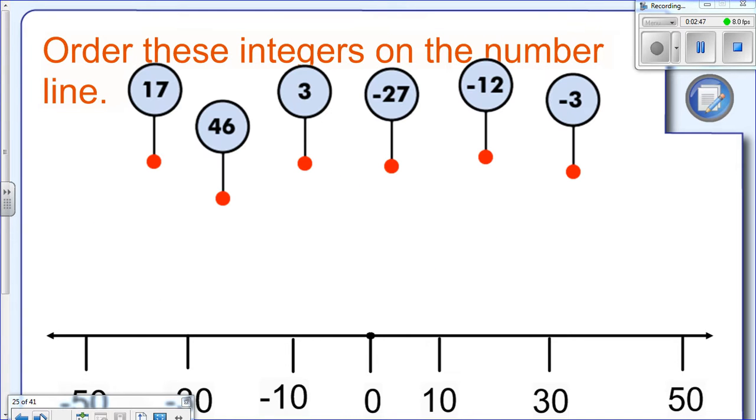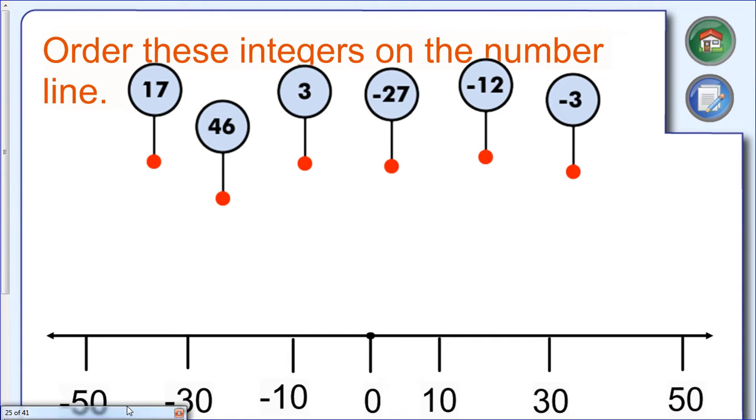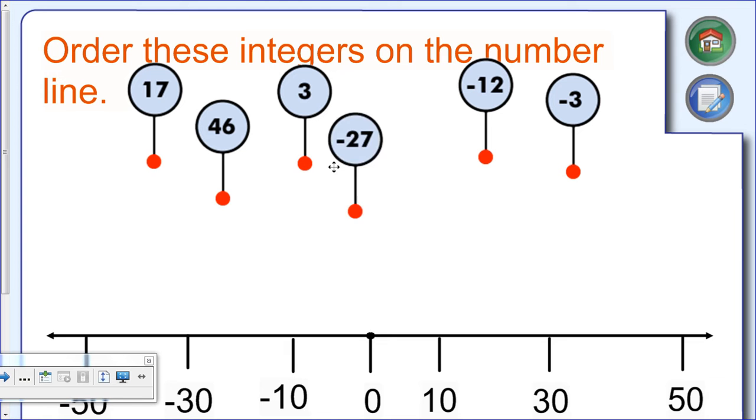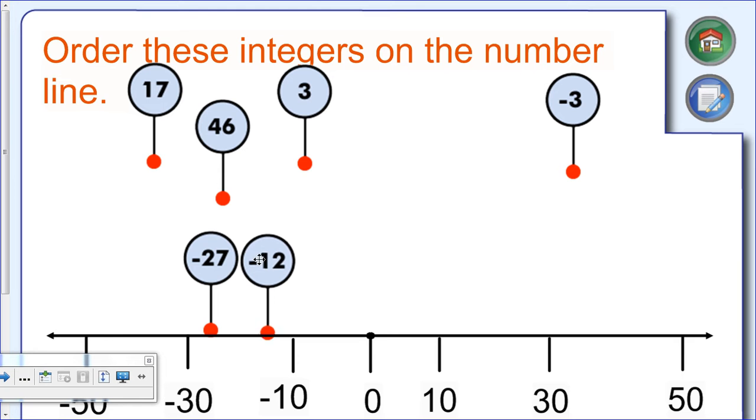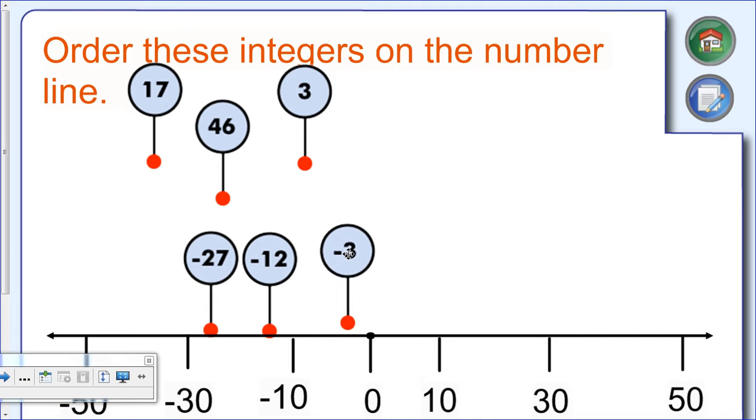Next, we're going to order these numbers on the number line. You can go smallest to largest or largest to smallest. I'm going to start with negative 27. So negative 27 would fall between negative 10 and negative 30. It would be closer to negative 30. Then we've got negative 12, which would be closer to negative 10. Then we have negative 3, which would be closer to 0 than negative 10.